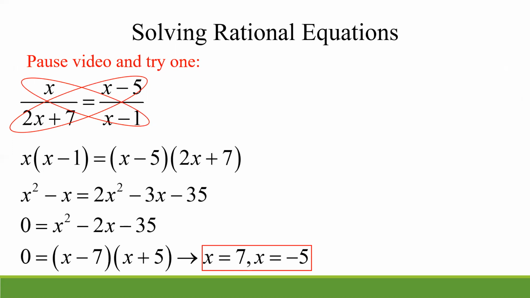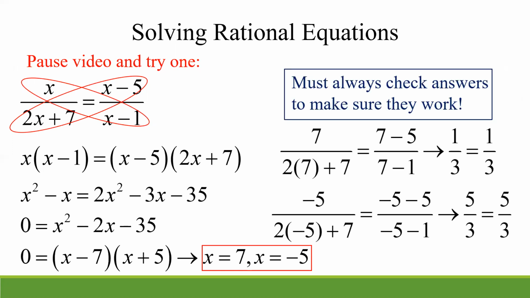Okay? And just like I've been saying already, we need to make sure that they both work. You plug in 7, you plug in negative 5, and if you do that on each of them, you'll see that they come out to be the same thing on the left and right, and that means it is a solution. I'm not going to do the graphical solution here just because I kind of want to move on to the next example and not keep you here all day long. Okay?